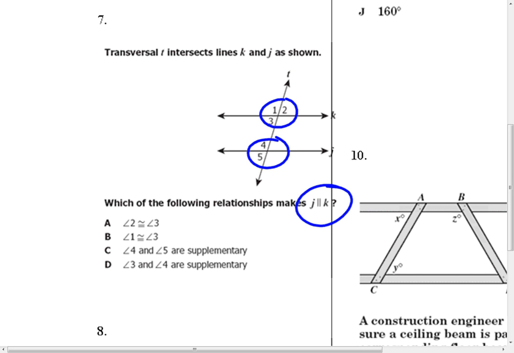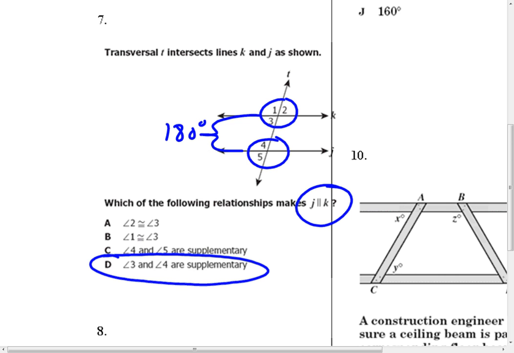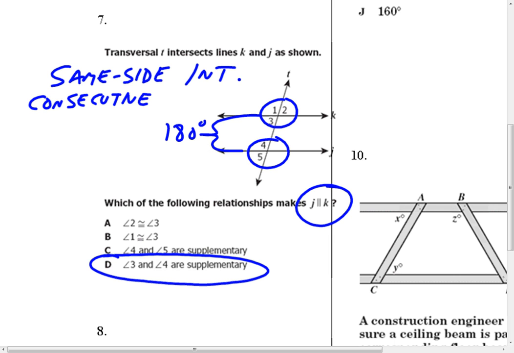Francisco. Which one? D. 3 and 4 are supplementary. So within here we get 180 degrees. What kind of angle pair? You could call this same side interior or consecutive interior. We've seen both show up on the state tests.